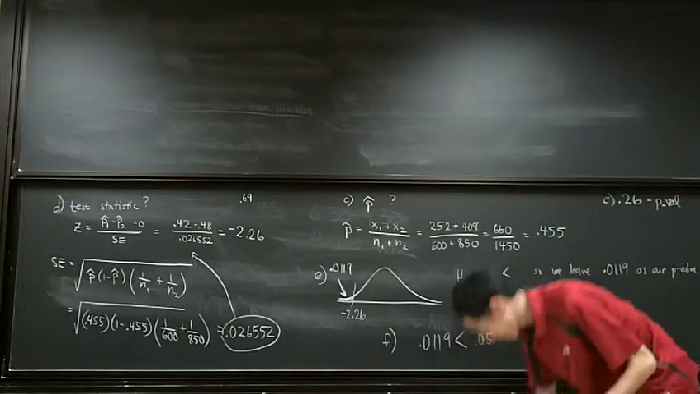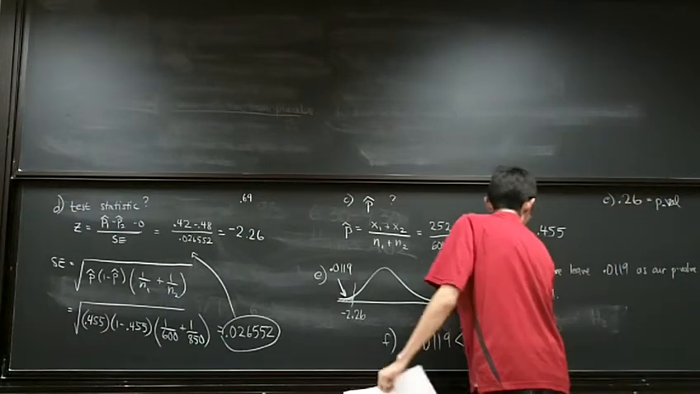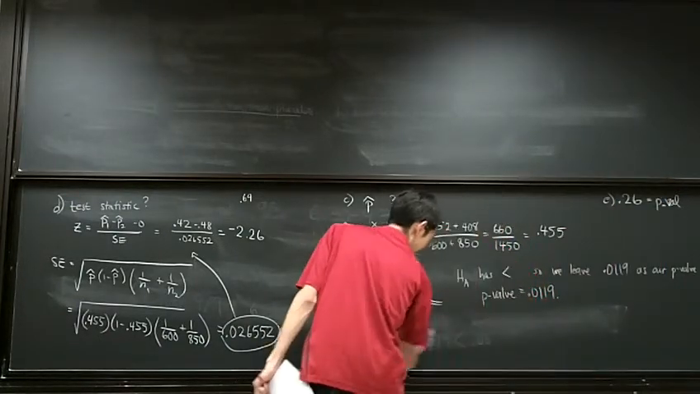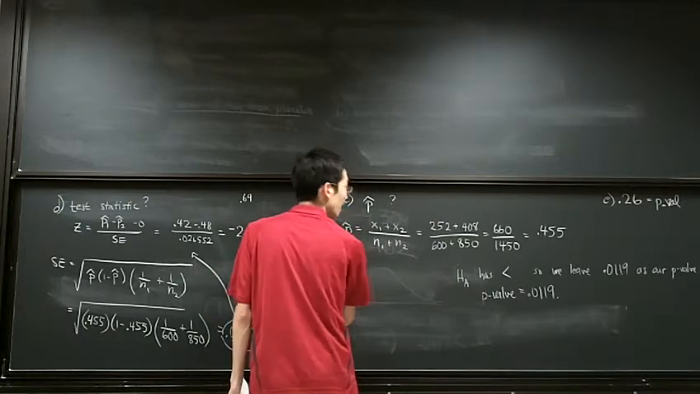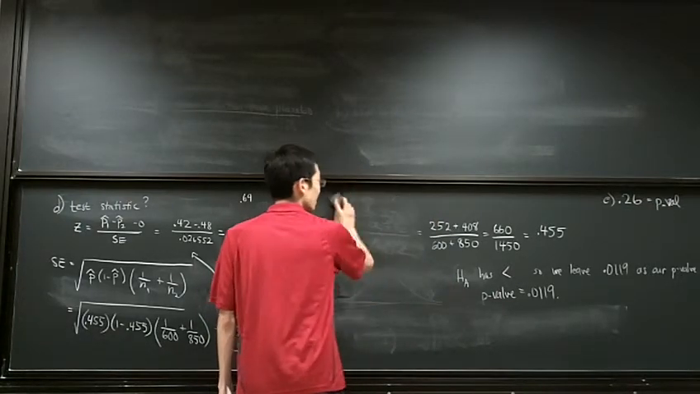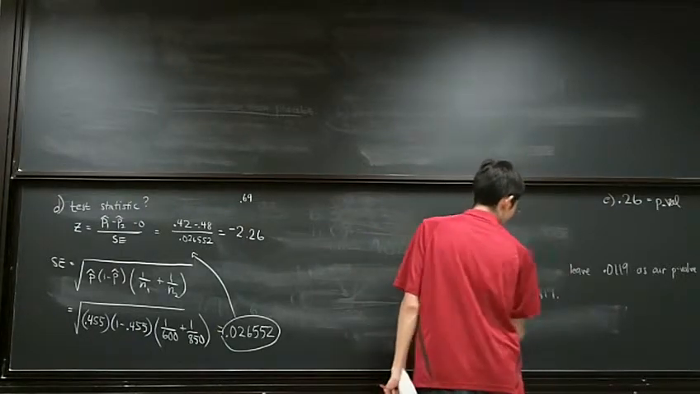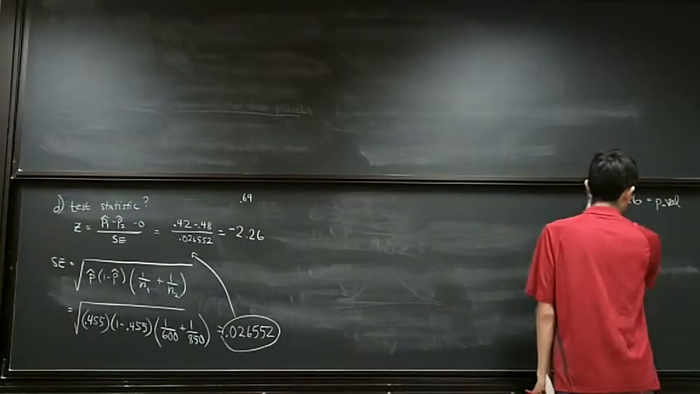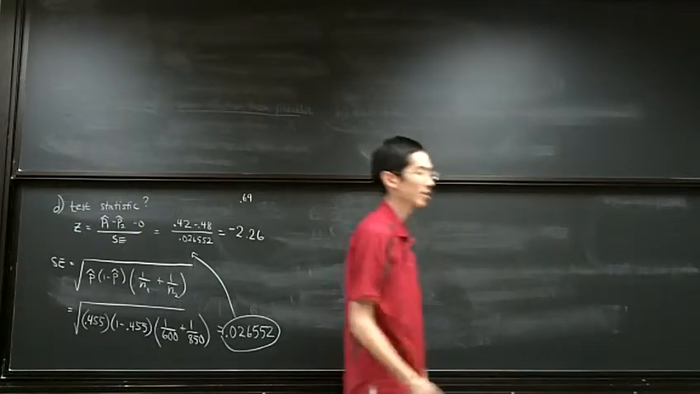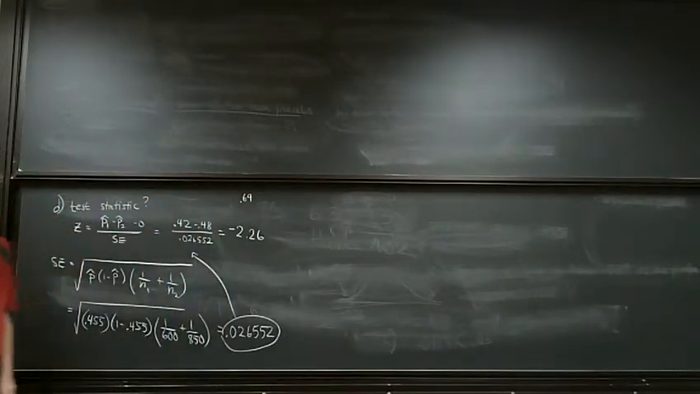It's like a normal curve where you wrote like -2.2. What is the center? The center of the normal curve would be 0.